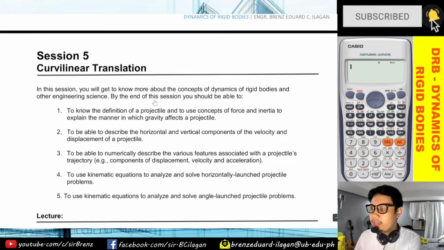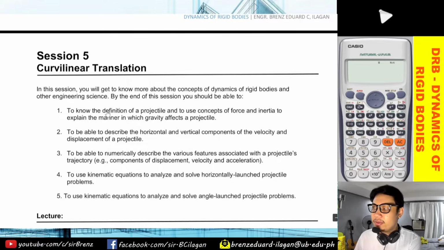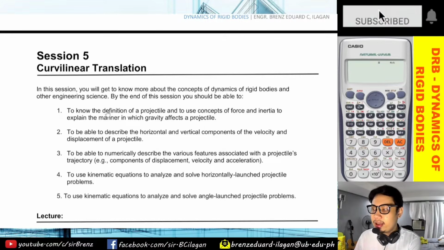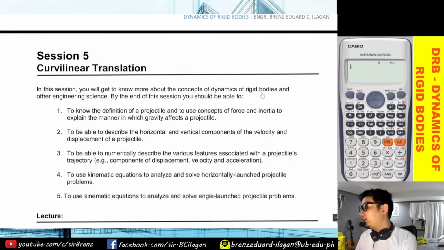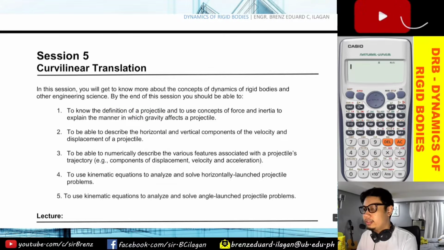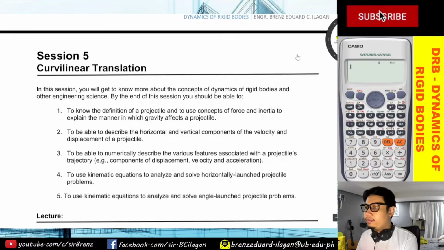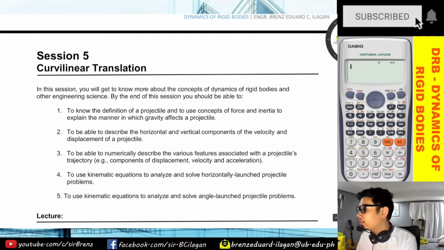And by the end of this session, you should be able to, for the first one, know the definition of a projectile and use concepts of force and inertia to explain the manner in which gravity affects a projectile. Okay? So we will define what is a projectile and paano ba ina-apply yung kanyang concept pagdating dun sa gravity.